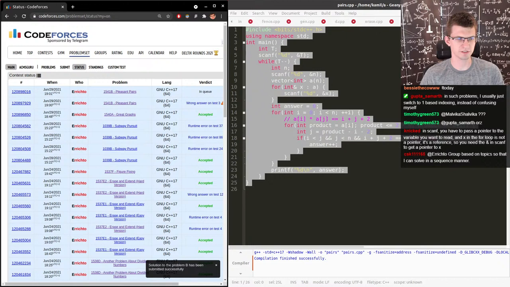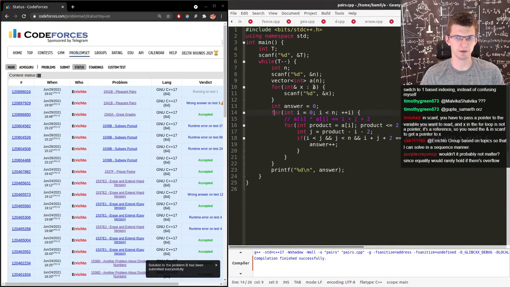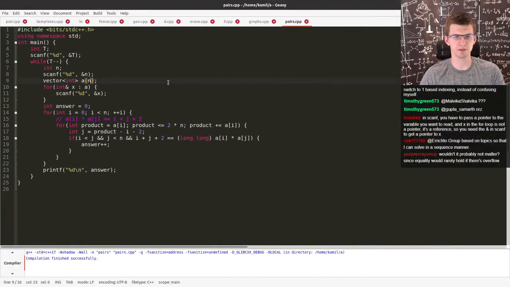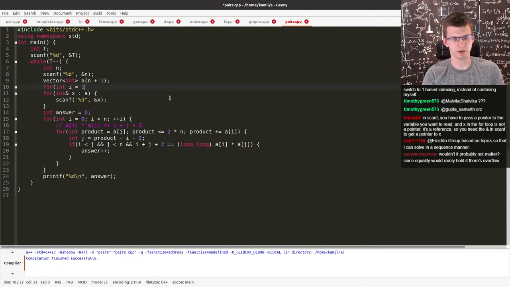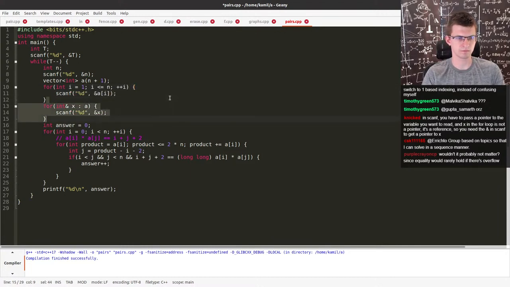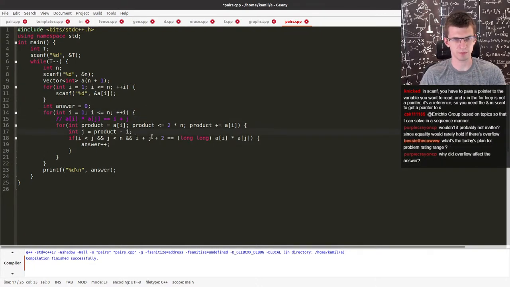In such problems, I usually just switch to one-based indexing. It would help, indeed. Maybe I should have done it too. Accepted. Right. Yeah, in this problem, I should have used one-based indexing. So just start here. Iterate from 1 to n. I'm okay without the for loop of that previous style. And now from 1 to n. I'm removing all that extra plus 2 that I added, which was tricky.